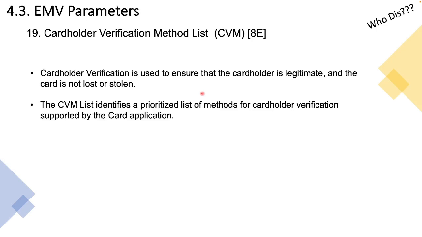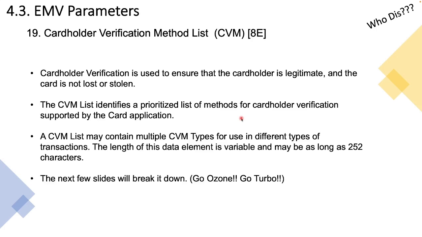So this CVM list is how we specify and prioritize a list of methods that the card and the terminal could support to verify that the cardholder is genuine. A CVM list may contain multiple CVM types for use in different types of transactions, and the length of this data element is variable and may be as long as 252 characters. This depends on how many types of customer verification the card supports. We're going to break this down in the next few slides.